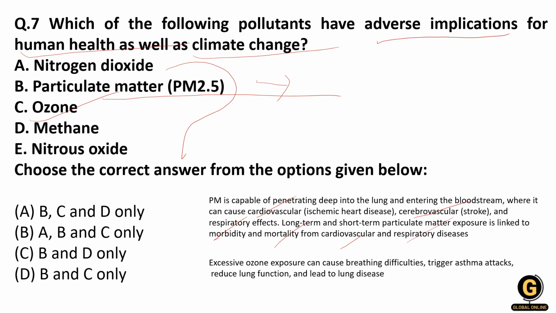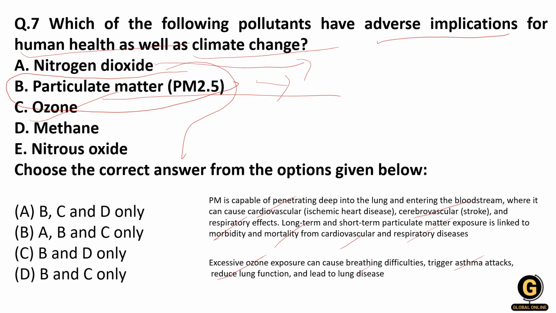And then prolonged or high exposure to ozone will trigger asthma attacks, reduce lung function, and lead to lung diseases. So remember, these two pollutants, particulate matter and ozone, are very important pollutants that cause an adverse impact on human health.